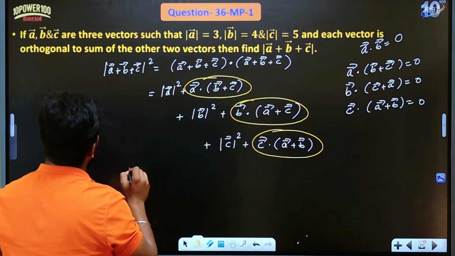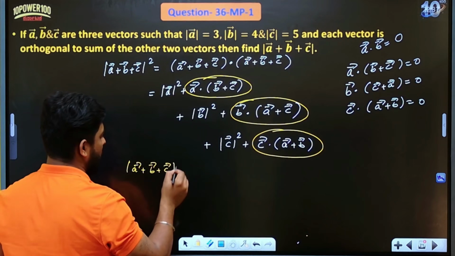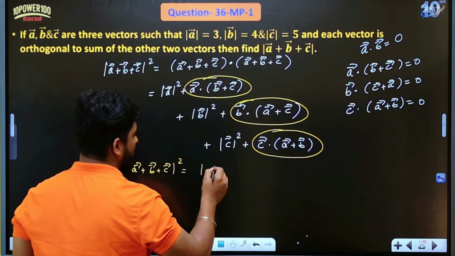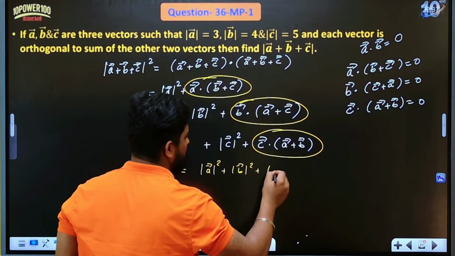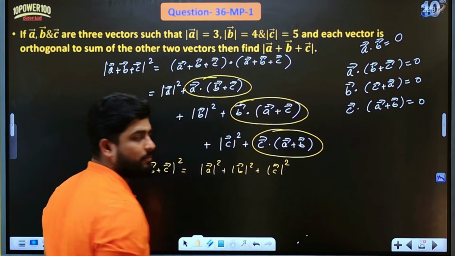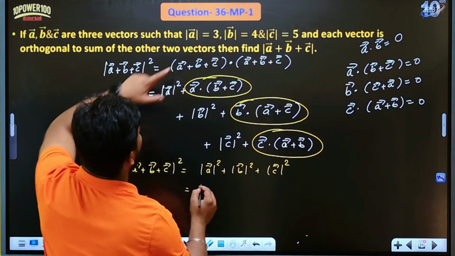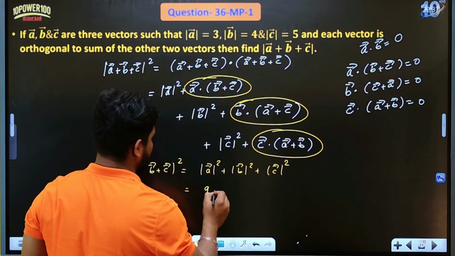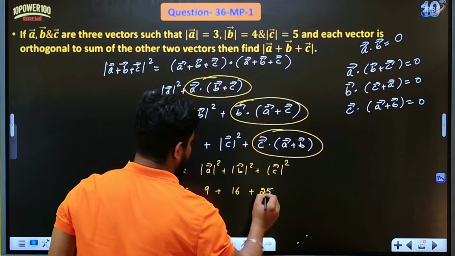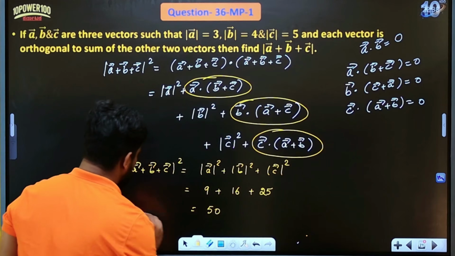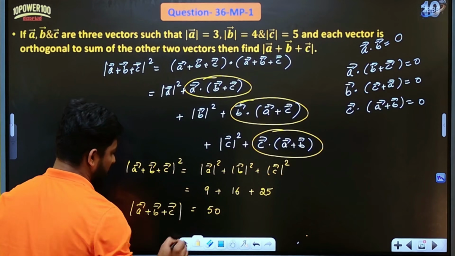So we end up getting magnitude of vector a plus vector b plus vector c the whole square is equal to magnitude of vector a square plus magnitude of vector b square plus magnitude of vector c square. Only these three came. These three values are given, write them down. So the magnitude of vector is 3 square, it is 9, plus this is 4 square, it is 16, plus 5 square, it is 25.